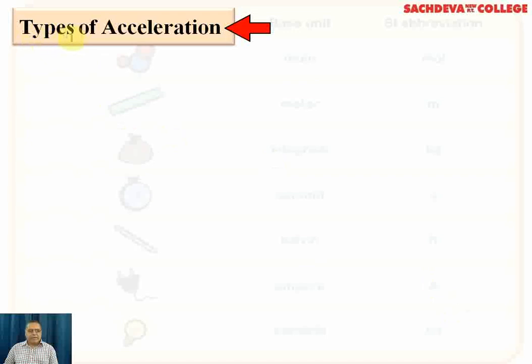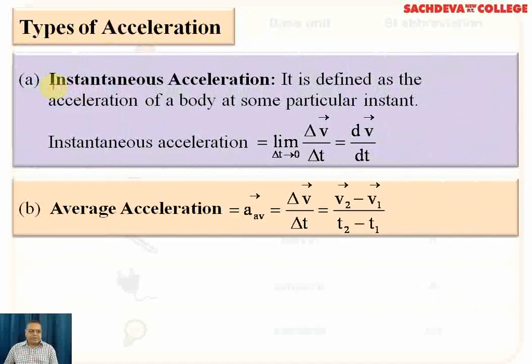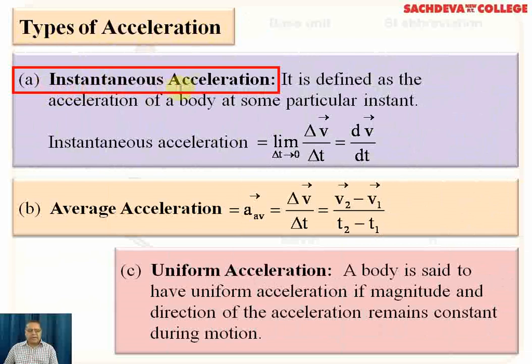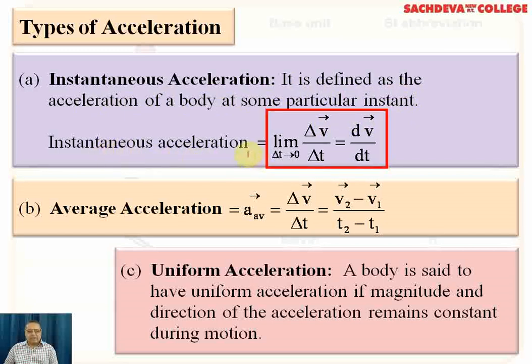Now, types of acceleration. We have to go through the various types of acceleration. One is instantaneous acceleration. When we use the term instantaneous, we are referring to acceleration at a particular instant of time. So it is defined as the acceleration of the body at some particular instant.